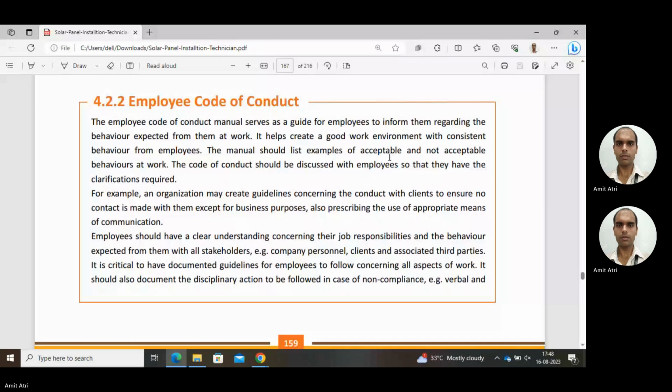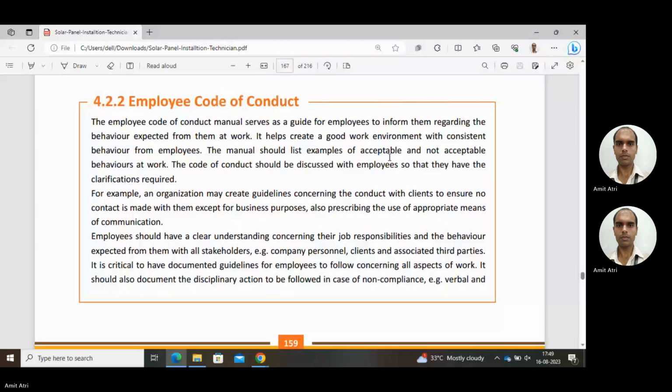One example is that an organization may create guidelines concerning the conduct with clients to ensure no contact is made with them except for business purposes. It means only during the business relations, only in the official or business manner, there should be interaction between the customer and the employees. No personal relation, no personal contact.